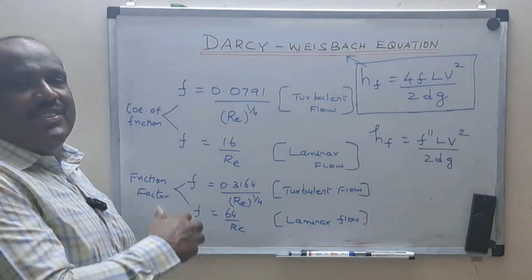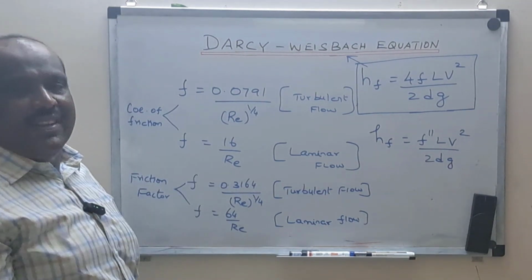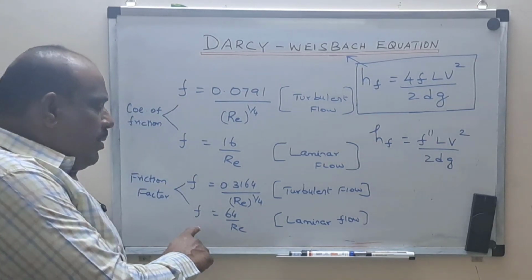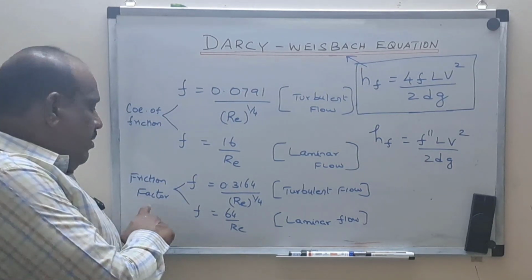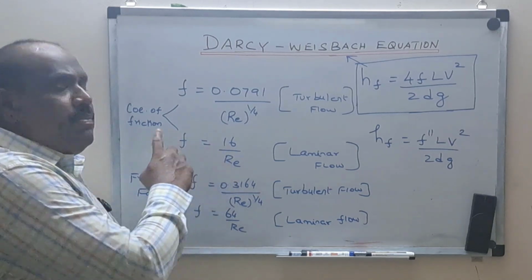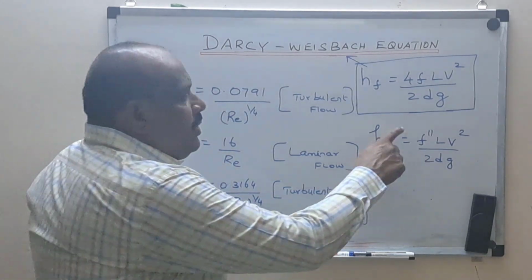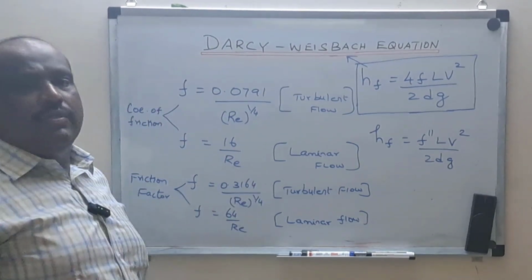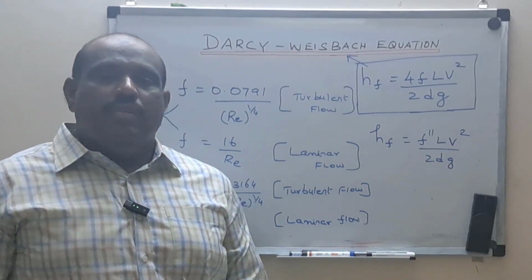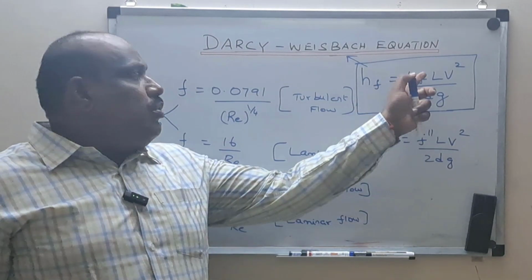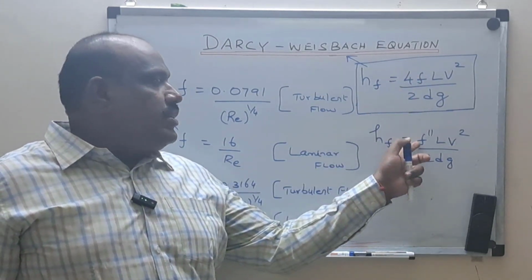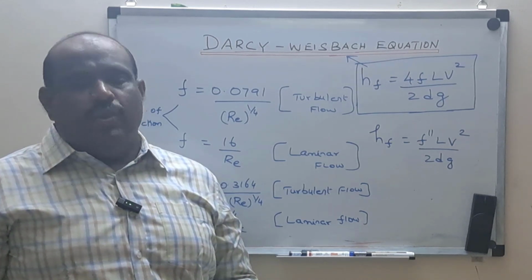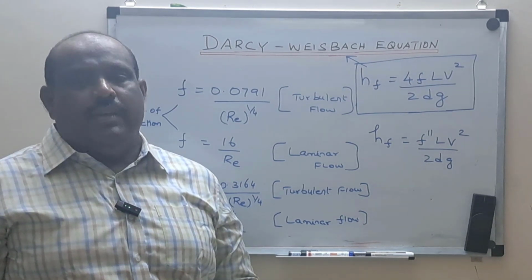Or you can also interchange the coefficient of friction to friction factor. You can interchange friction factor to coefficient of friction. And one more formula is F equal to 64 by Re when the friction factor is given. How? For laminar flow it is 16 by Re. What I am going to do is here it will be 4 times of F. So 4 into 16 is 64. So we got the formula for getting the coefficient of friction or the friction factor for different regimes of flow, either the flow is laminar or turbulent.